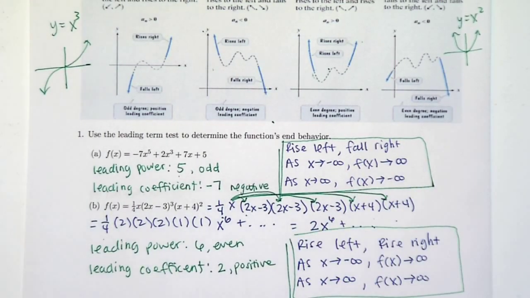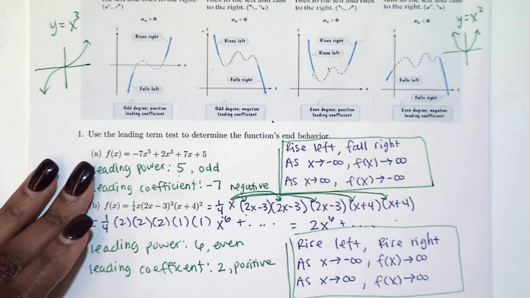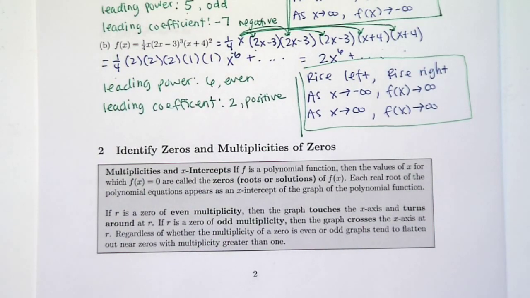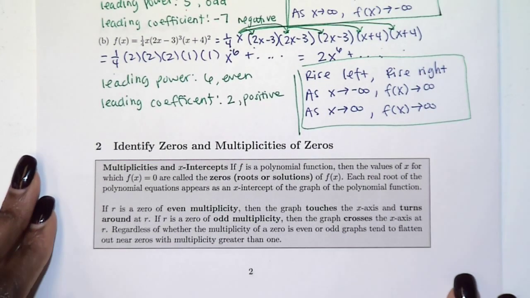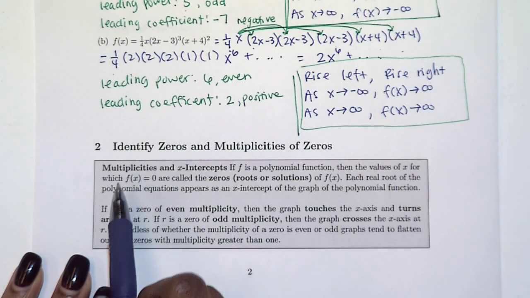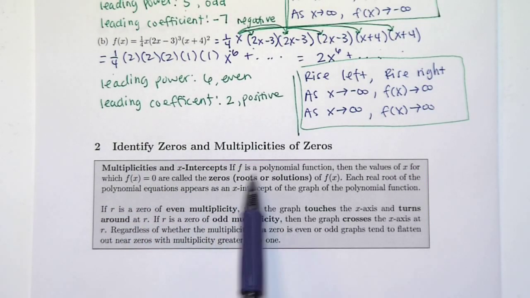All right, so that's how we determine the function's end behavior, and all of this is going to come together to help us graph these. The next thing we need to identify to be able to graph a polynomial is the zeros and figure out the multiplicities of those zeros. So let's talk about multiplicities and x-intercepts.